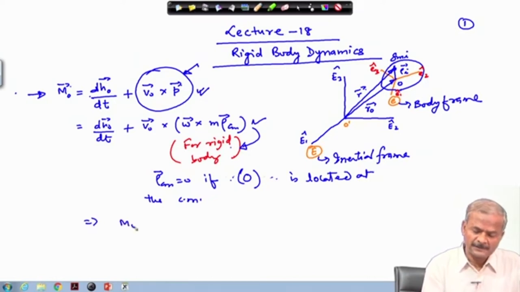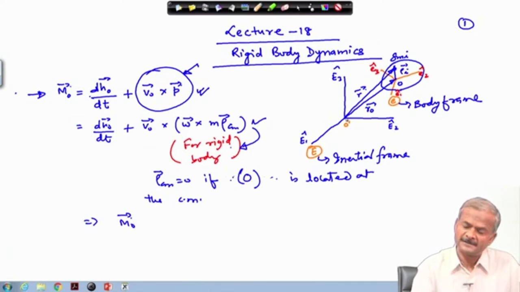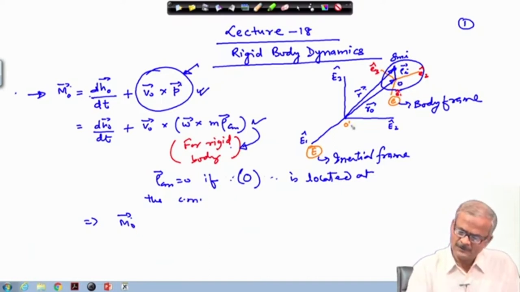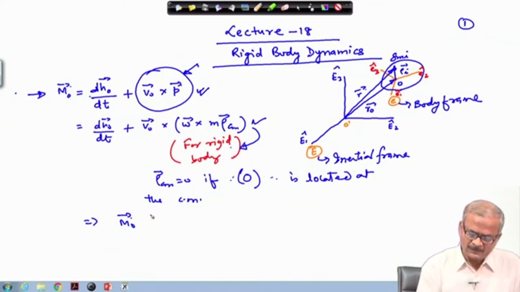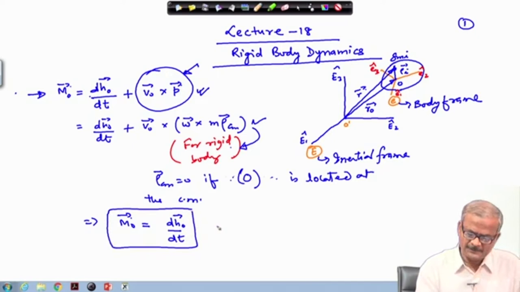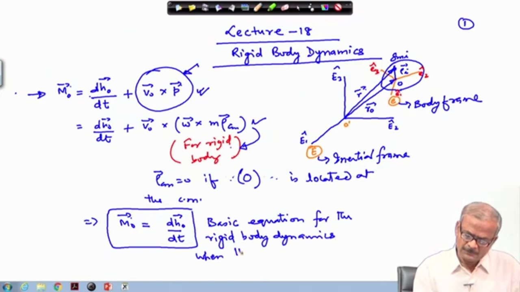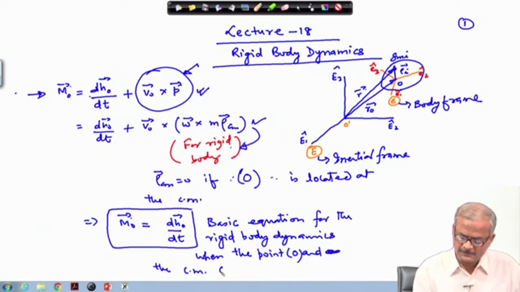And then this implies that m 0, or m b as we have written for this case, refers to the moment about this point, or we write it in terms of m o, and m o prime is the moment about this point. So, this gets reduced to d h 0 by d t, which forms our basic equation for rigid body dynamics when the point O and the center of mass coincide.